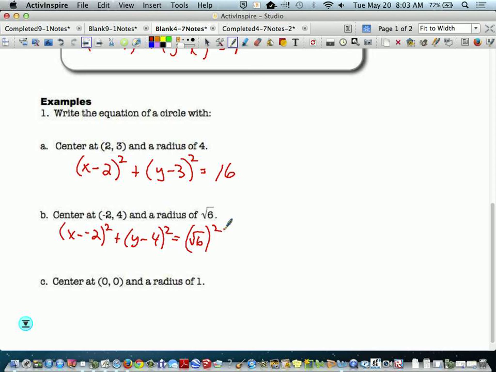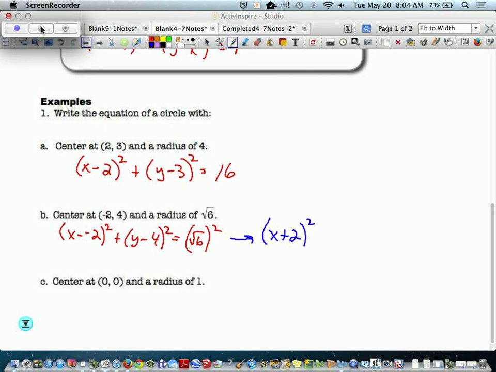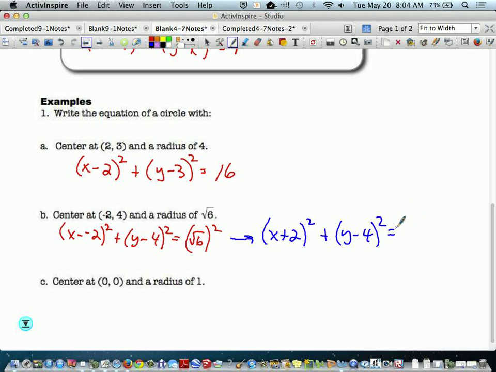Now many of you, when you go to write that, the x minus a negative 2, it's x plus 2. So what that means is we're shifting to the left 2. Plus y minus 4 quantity squared is equal to 6. That's how we will write the standard form.